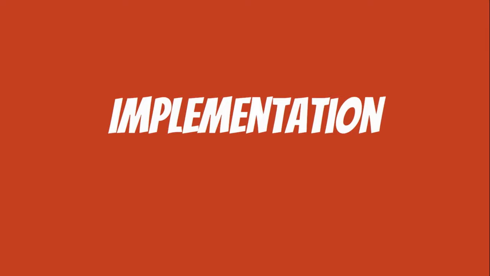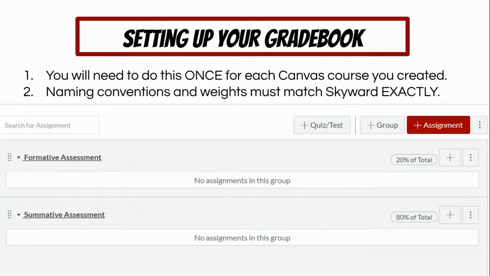All right, folks, let's talk about our third and final section, which is implementation. When it comes to implementation, the first thing that you're going to want to do is to set up your gradebook. You will need to do this once each semester with each of your Canvas courses, and the information in Canvas needs to match Skyward exactly.